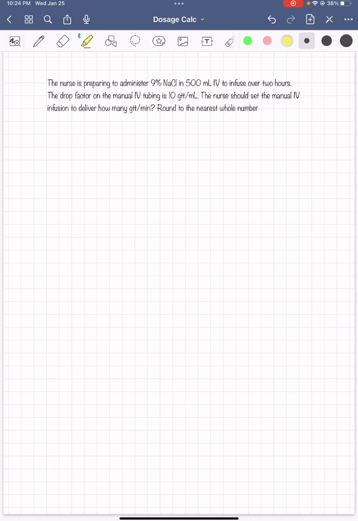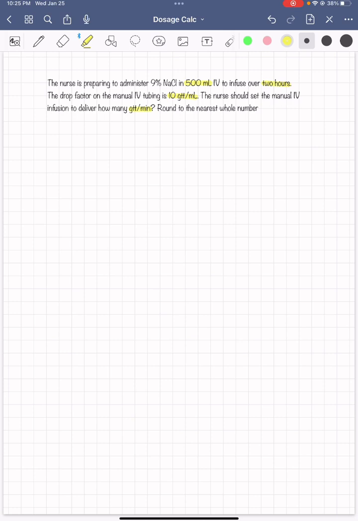All right, guys, time for our last question. So, a nurse is preparing to administer 9% sodium chloride in 500 milliliters IV to infuse over 2 hours. The drop factor on the manual tubing is 10 drops per milliliter. The nurse should set the manual IV to deliver how many drops per minute.